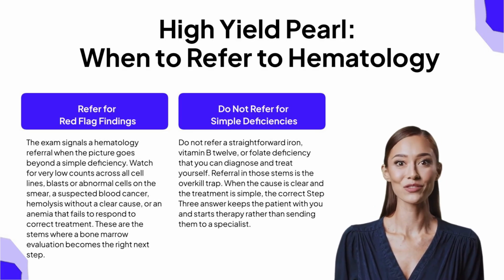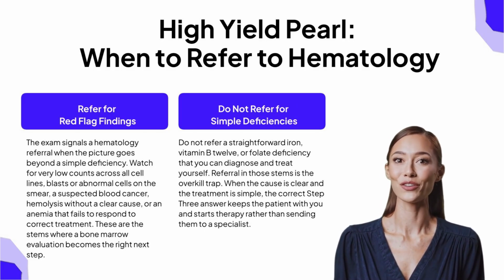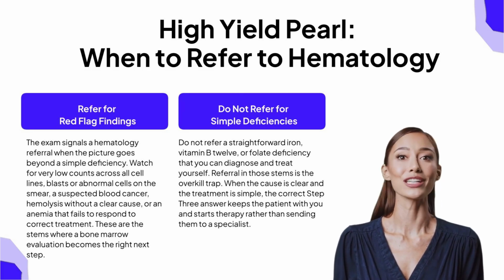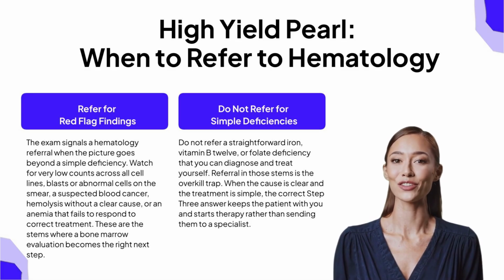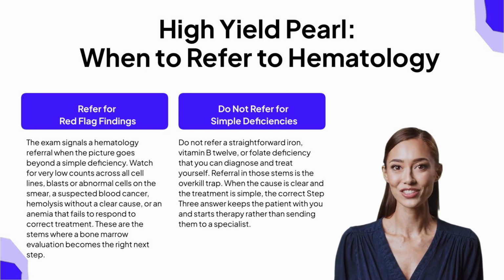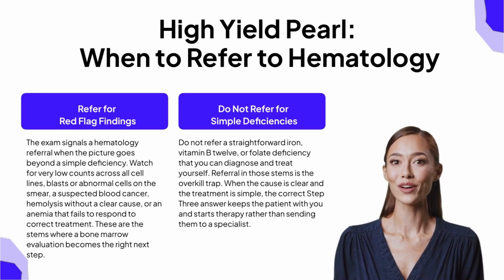Here is a high-yield pearl that ties the referral theme together. The exam signals a hematology referral only when the picture goes beyond a simple deficiency. Watch for very low counts across all 3 cell lines, blasts or other abnormal cells on the smear, a suspected blood cancer, hemolysis without a clear cause, or an anemia that fails to respond to correct treatment. Those are the stems where a bone marrow evaluation becomes the right next step.